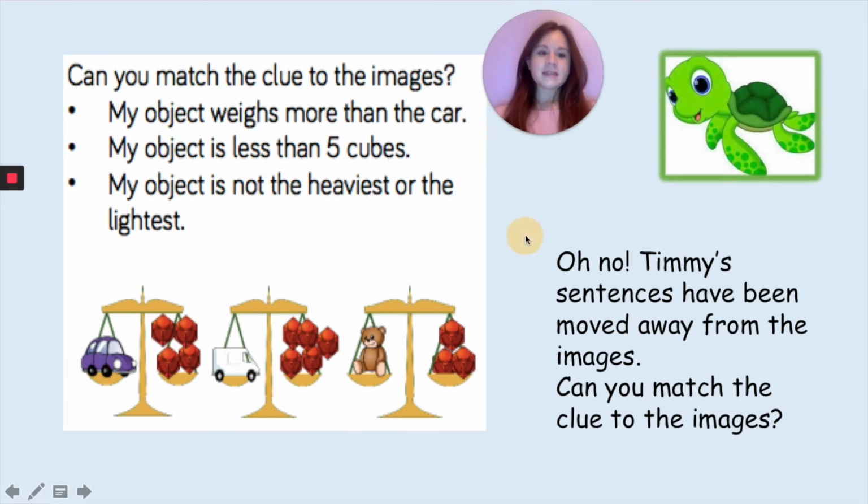Oh no, Timmy's sentences have been moved away from the images. Can you match the clue to the images? So it says, my object weighs more than the car. My object is less than 5 cubes. My object is not the heaviest or the lightest. Remember, we are using the clues to match and matching them to the images.